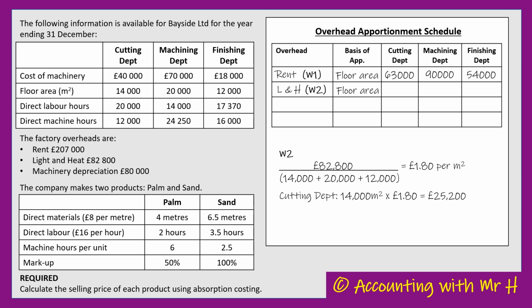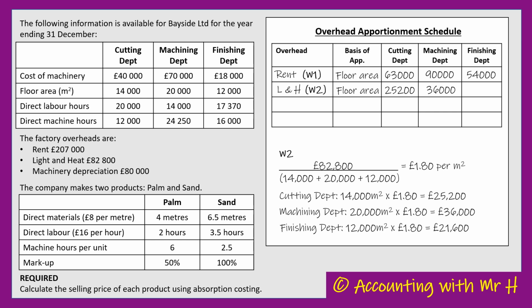So cutting department we know has 14,000 square metres times £1.80. So the cutting department needs to take £25,200 worth of the light and heat. And then the same for the machining department and the finishing department. There we go.